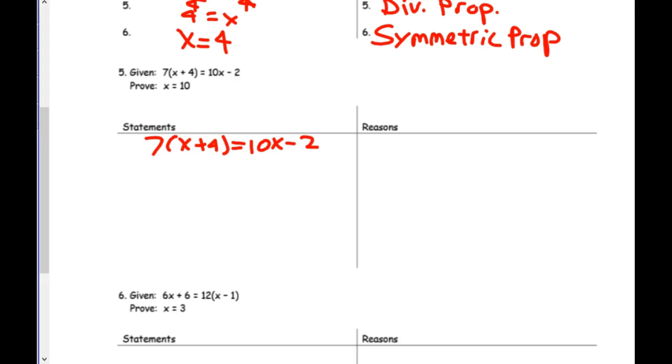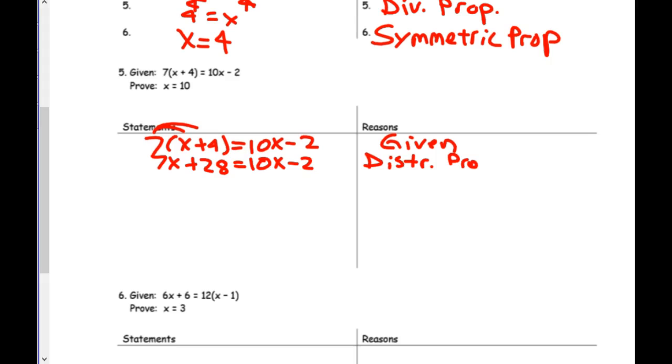What's this? Given. First step is doing what? Real quick. Distributive property, right? Distributive property. Get rid of the smaller x. Now, if I just subtract it on each side, I'm going to put what? Subtraction property, right? Did you finish? So, subtraction property.